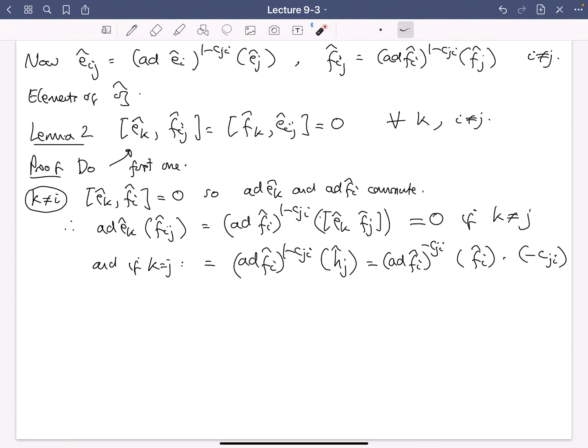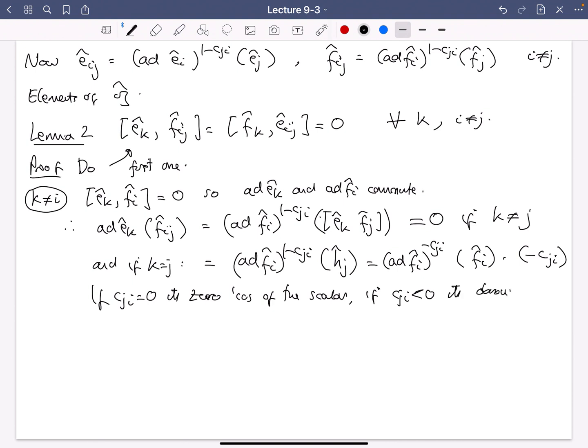So now there's two possibilities, right? It could be that Cji is 0. It's 0 because of the scalar. And if Cji is less than 0, well, it's obviously 0, because we've got an Fi hat commuting with an Fi hat there, and so it's 0. So in all cases, it's 0. So that does k not equal to i, then k equals i.